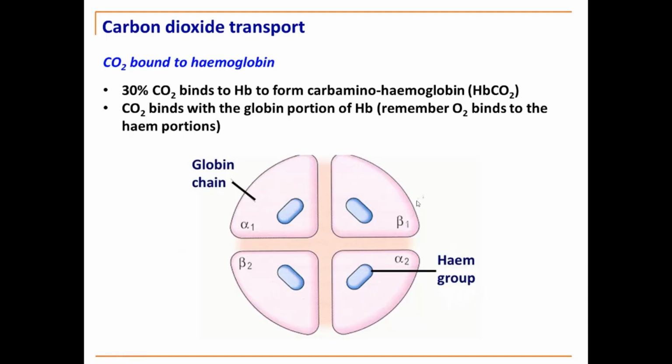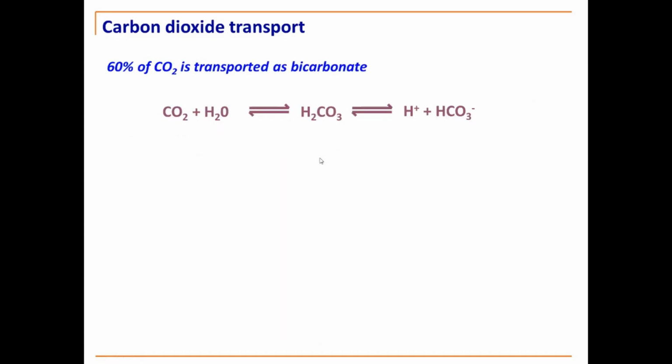So, as we've talked about the dissolved portion, and about 30% of it binds to hemoglobin, binding to the globin portion of the hemoglobin, to form carbaminohemoglobin itself. And so that's all we really need to say to it. But remember, CO2 binds to the globin, causes a conformational change, helping to release the O2 from the heme portion itself. But 60% of it is transported as bicarbonate.